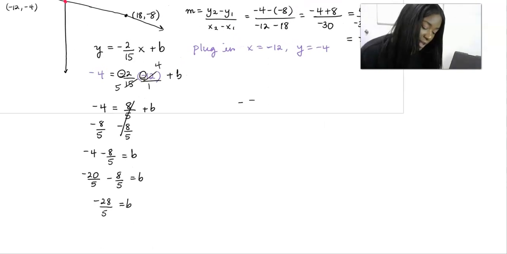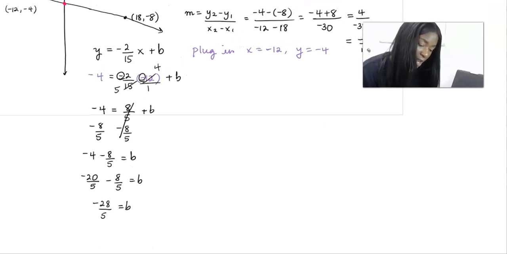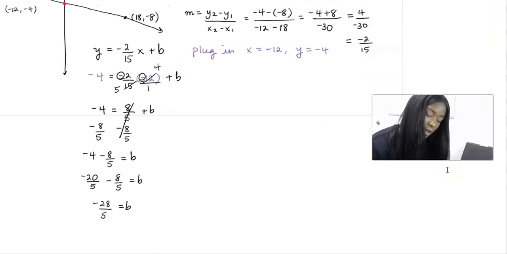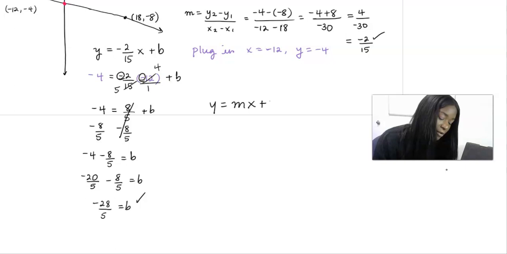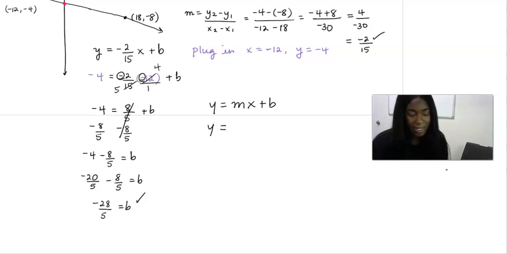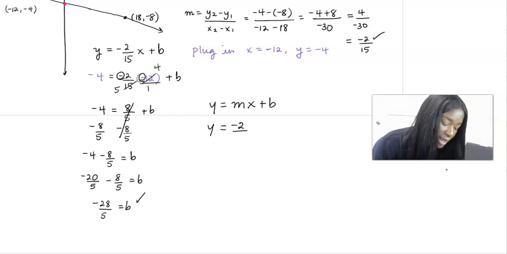So now that we know b, we already knew m. We found m earlier using the slope formula of -2 over 15. Now we have b, so we can combine those together to fill out our slope-intercept form to say that the equation of this line is y is equal to -2 over 15x minus 28 over 5.